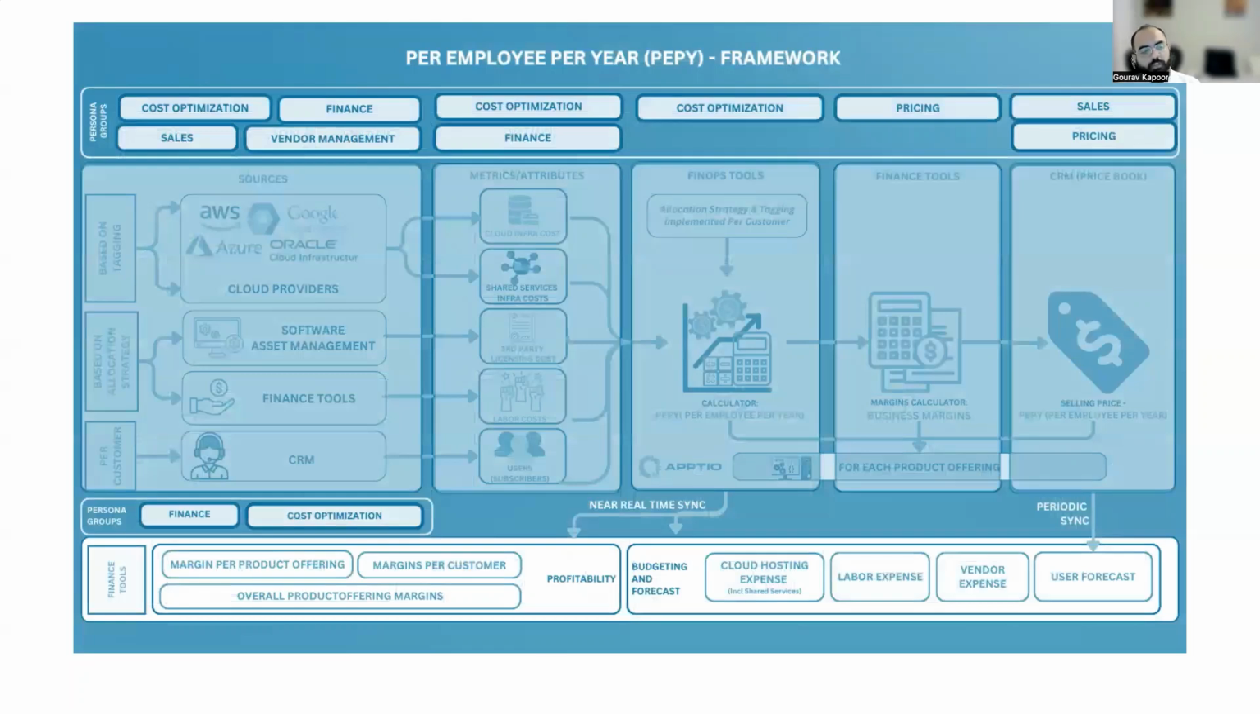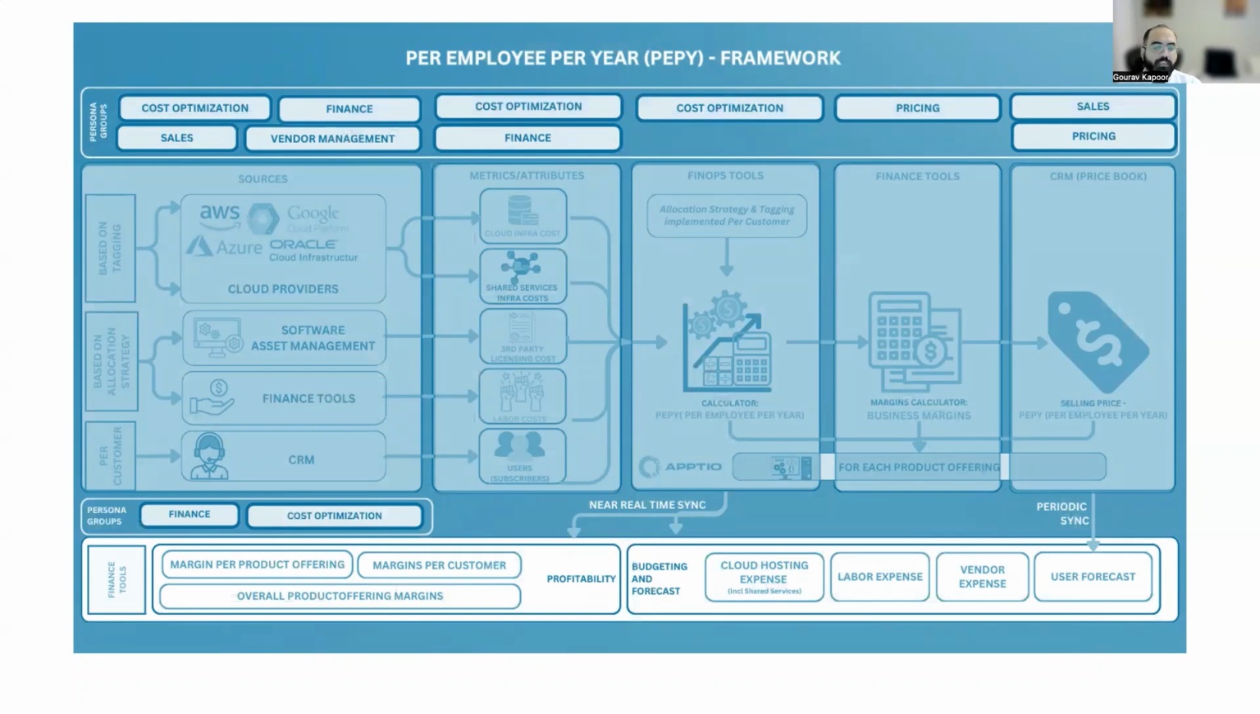Then we took a step further and said, now we have this unit economics, can we use it for our budgeting and forecasting? Can we use it to make sure our forecasting is accurate or close to accurate? So how did we use that? There's a periodic sync happening, giving you information around your user forecast in this scenario.